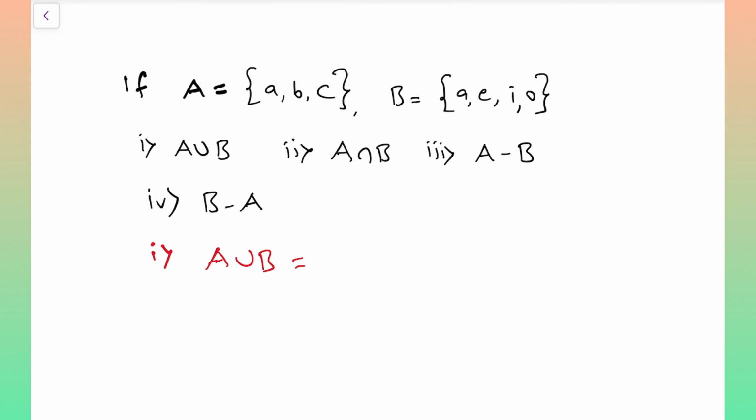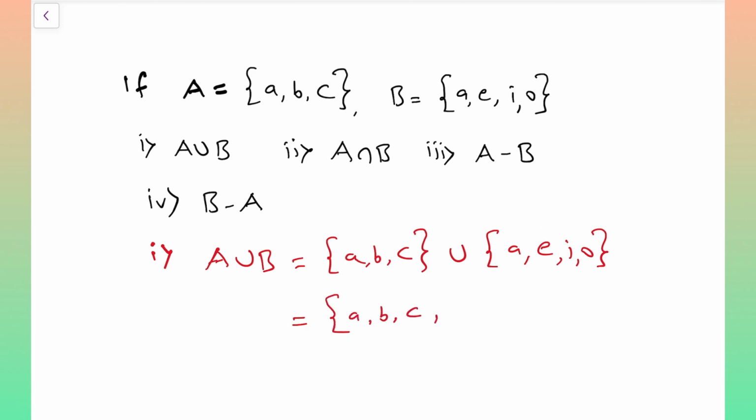So here A union B is equals to, set A is given as A comma B comma C, union set B is given as A comma E comma I comma O. Then union is nothing but all the elements from both the sets together we need to write. So now first let us write all the elements from the set A. So in the set A is there, then B is there, then C is there, comma.